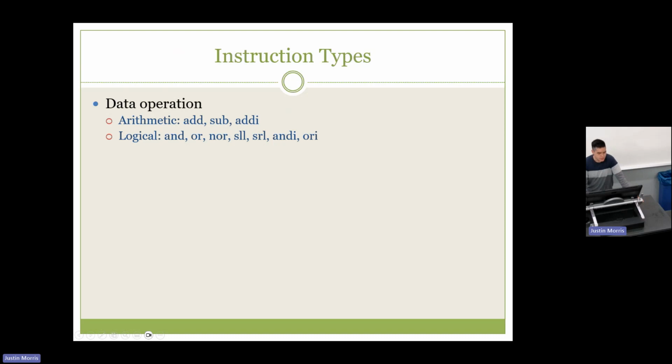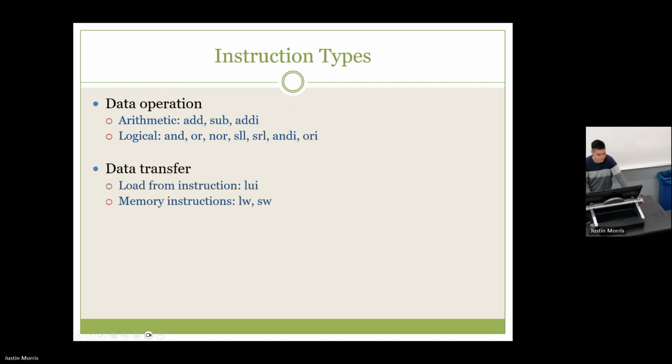All right, so for our instruction types, we have data operations. So arithmetic, that's your add, sub, add immediate, and then we have logical: bitwise and, or, nor, shift left logical, shift right logical, and immediate, or immediate. We also have data transfers. So this is load from instruction. And then we have memory instructions. So load word, store word.